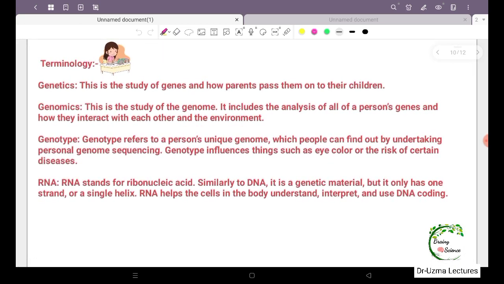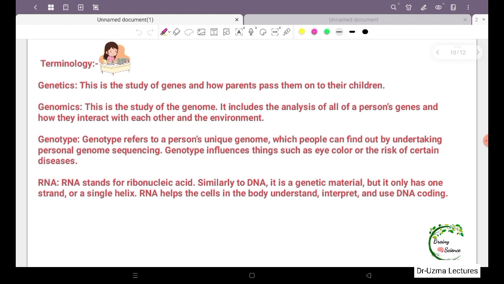Okay, what is the genotype? Genotype refers to a person's entire genome, which people can find out by undertaking personal genome sequencing. This you will study in higher classes, but I will explain what genome sequencing is in a future class. Till now, just remember this word. The genotype influences things such as eye color or the risk of certain diseases.